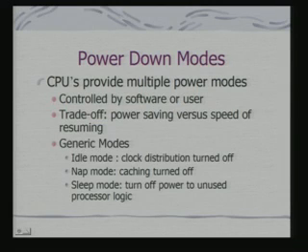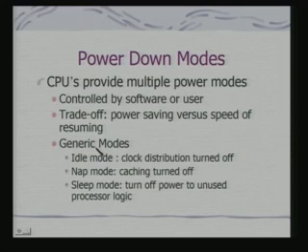So, CPUs, by making use of a combination of these gating modes, provide multiple power modes. And these modes are typically controlled by software or the user. The trade-off is power saving versus speed of resuming, because you can save the power, but you have to pay for it in terms of the time taken to resume active work.